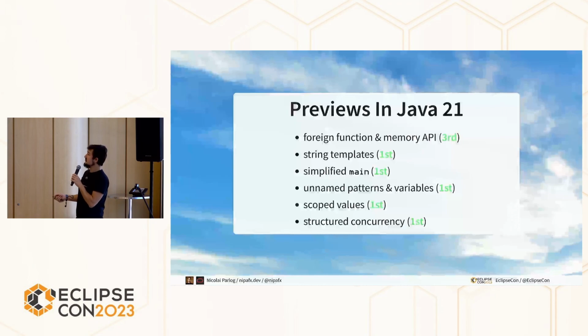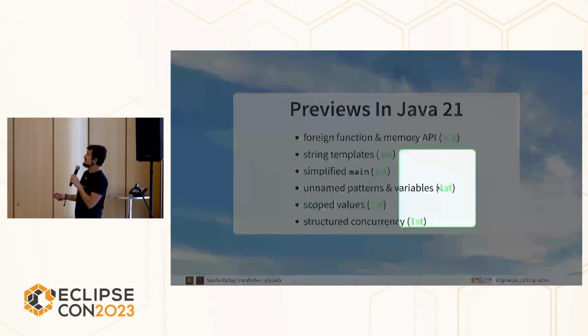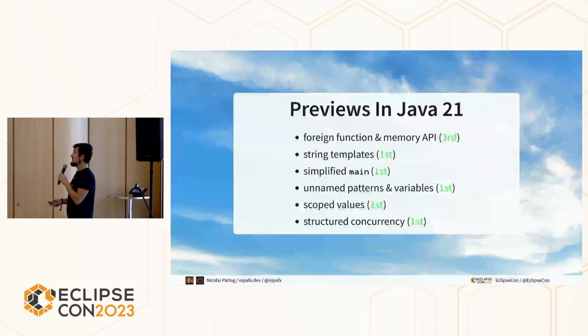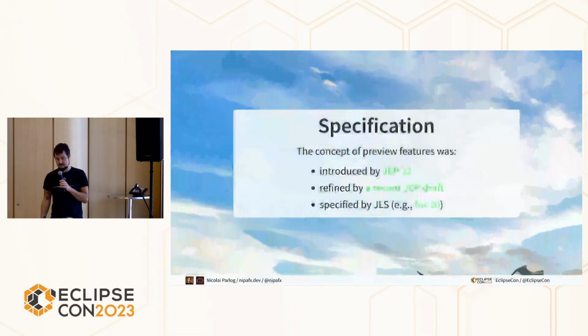So something that you've seen earlier maybe was string templates and unnamed patterns and variables. Those are both preview features that you can already experiment with. There was also a talk on structured concurrency that is likewise a preview feature. Now what does it mean? I told you earlier, language features have specification and implementation. Let's talk about those parts.